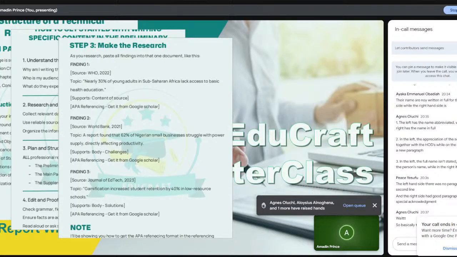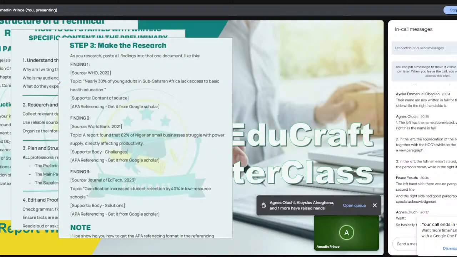So this is an Obsidian graph. Obsidian, like I said before, is a note taking app. This is an Obsidian draft. Now, these are the drafts of my key findings. Finding one, the source, the topic, the references type. Finding two, the same thing. Finding three, the same thing. Finding four, and so on.